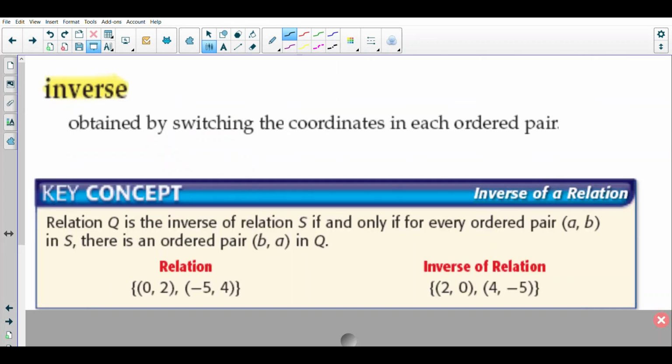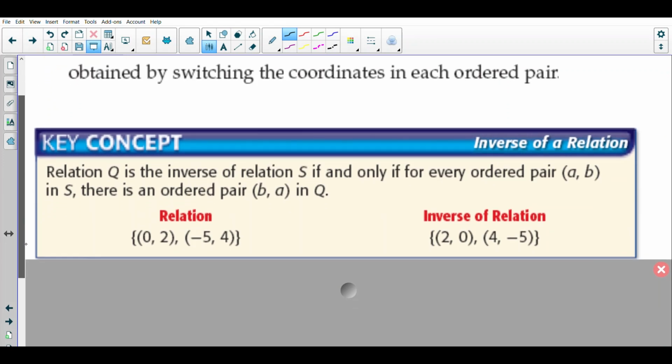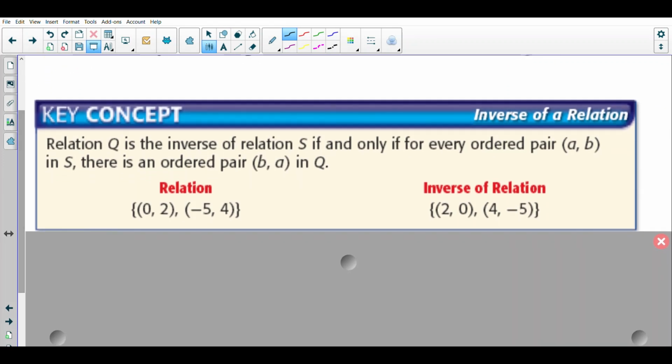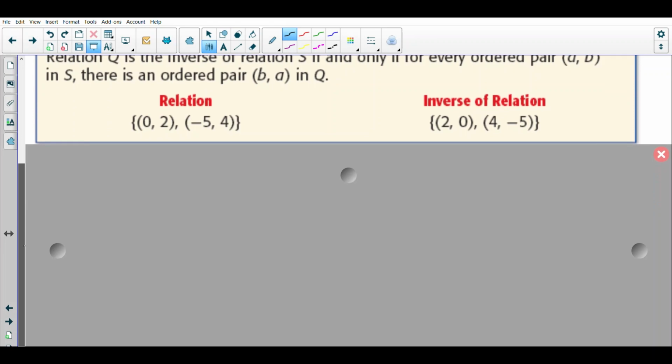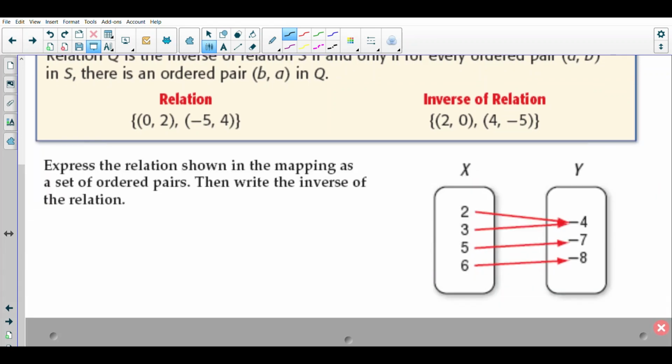So last thing, an inverse is obtained by switching the coordinates of each ordered pair. So here's just a key concept of explaining. Notice the relation is (0, 2), (-5, 4). The inverse of that would be (2, 0) and (4, -5). So you're literally just switching the x and the y. Okay, so here's the mapping. 2 goes to -4, 3 goes to -4, 5 goes to -7, and 6 goes to -8. So literally just switch the bubbles.